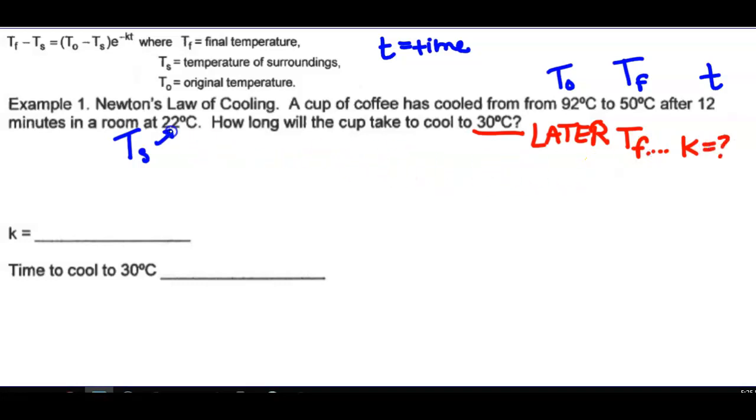Okay, so first things first, we write this down. The final temperature minus the surrounding temperature equals the original temperature minus the surrounding temperature.